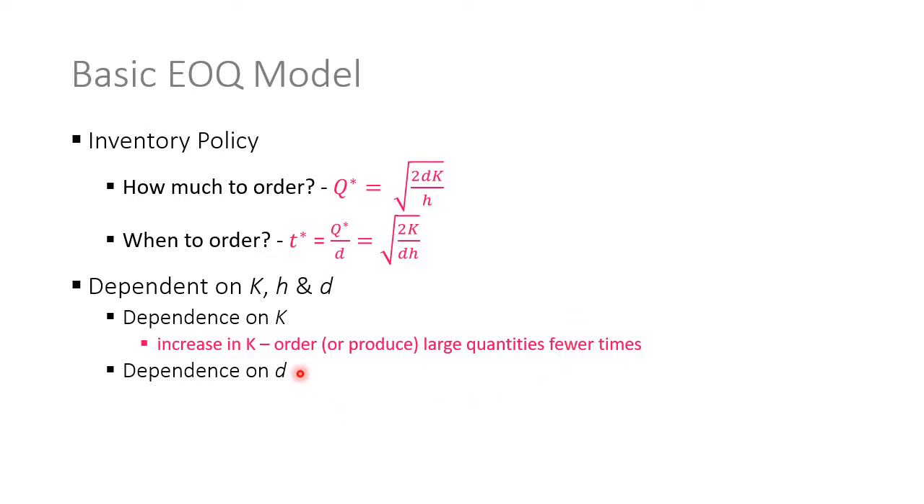Then what happens to both of these parameters as the demand increases? As the demand increases, it will be better or more economical to order large quantities or produce large quantities, and as the demand increases, it will be better to order frequently or set up the production frequently. So in short, increase in demand signifies order large quantities frequently.